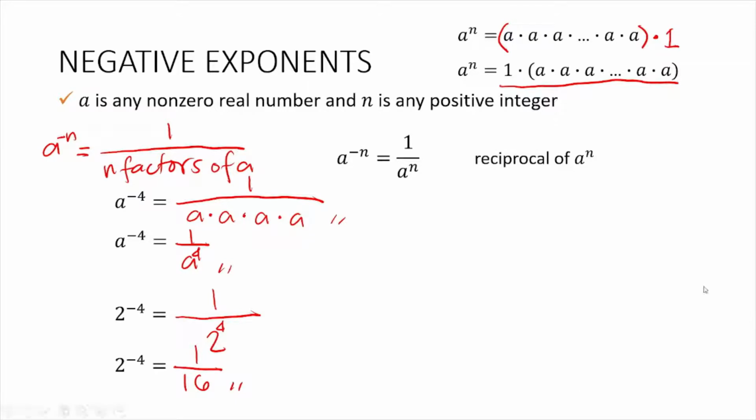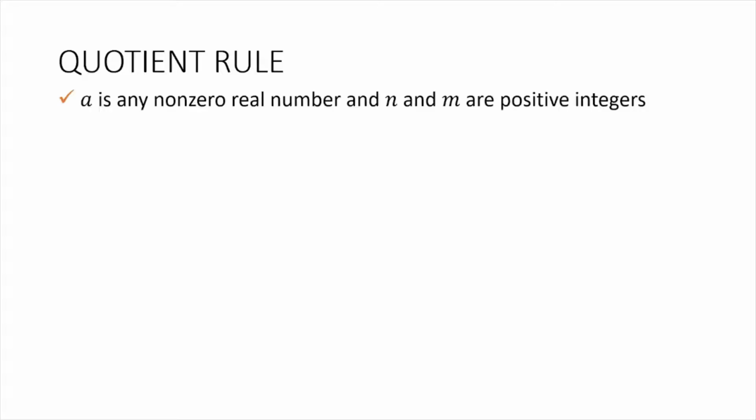Now let's apply the concept of negative exponents in the next rule, which is the quotient rule. Okay, this rule states that when dividing expressions of the same base, so again, the base in this case, a, is any non-zero real number, and then our exponents are n and m, and they are positive integers. Again, this rule states that when dividing expressions of the same base, we just copy the base and then subtract the exponent in the denominator from the exponent in the numerator. Okay, and in short, so this is the rule.